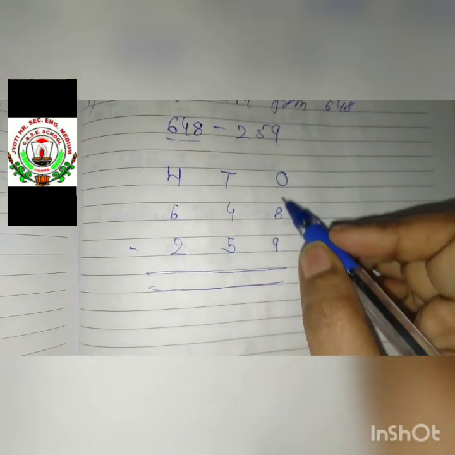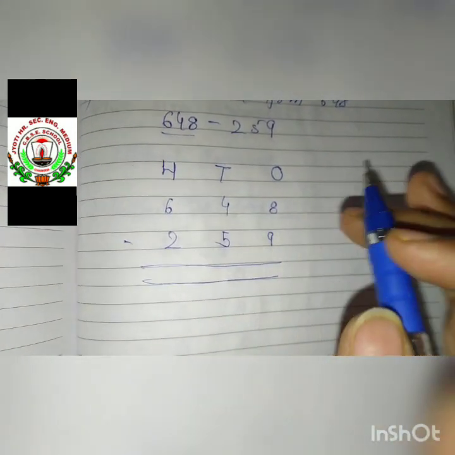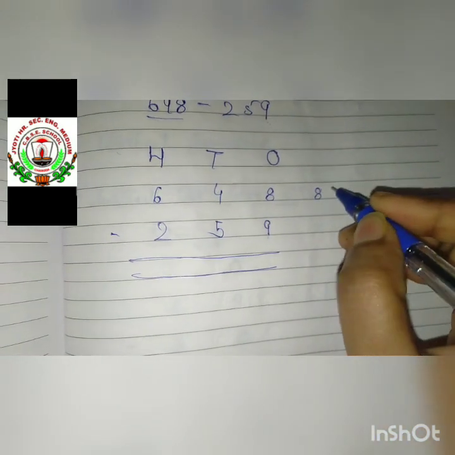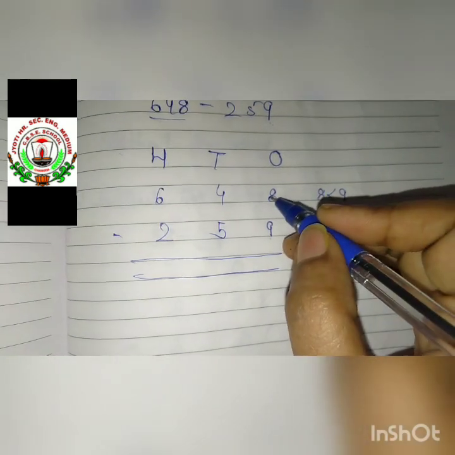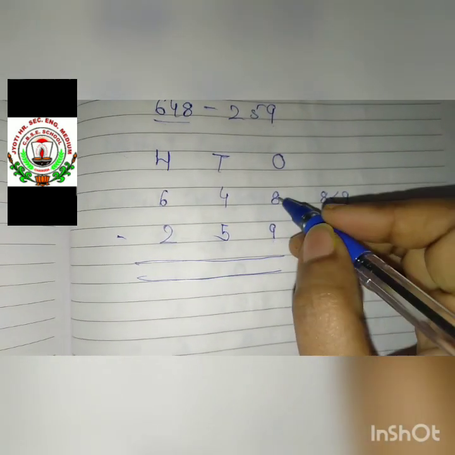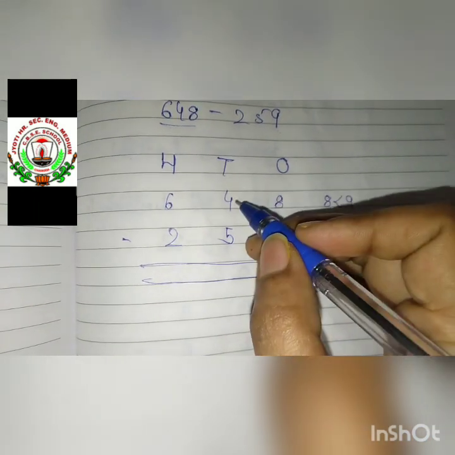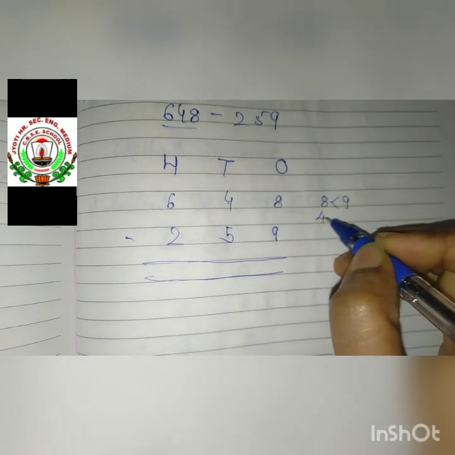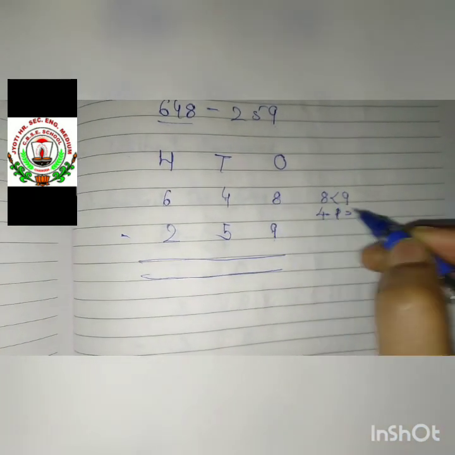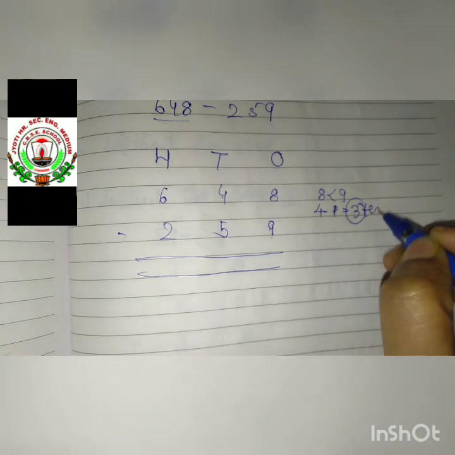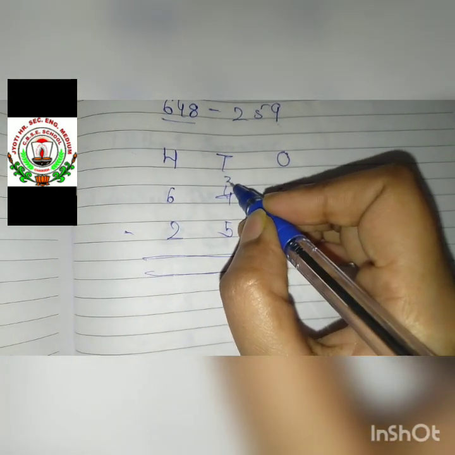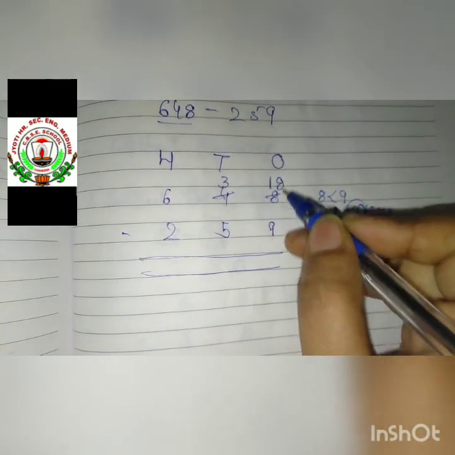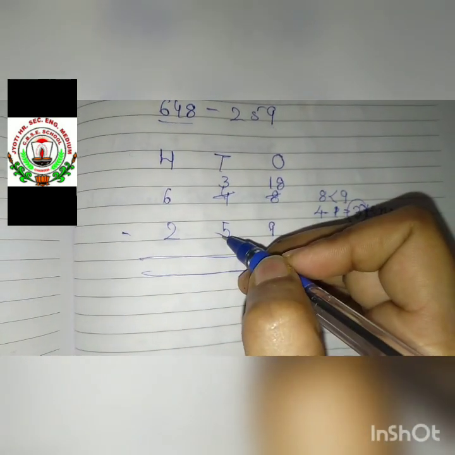Now always start from the ones, then tens, then hundreds from the right side. Now coming to the ones column, we have 8 and 9. 8 is smaller than 9, so we can't do the subtraction. Nor can we do 9 minus 8. So in such a case we have to borrow from the tens column. 4 is there. If 4 gives 1 ten to the 8, then 4 is left with 3 tens. So 4 will become 3 and 8 will become 18. Now we can subtract 18 minus 9.